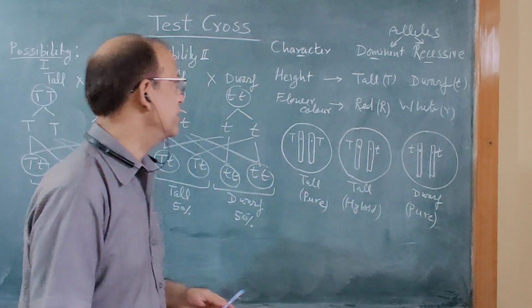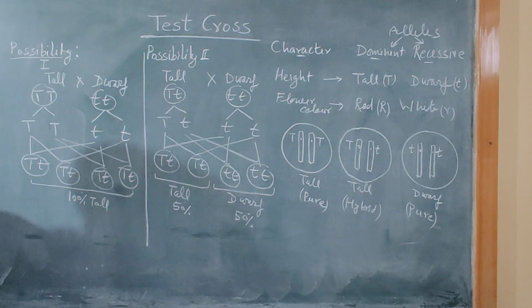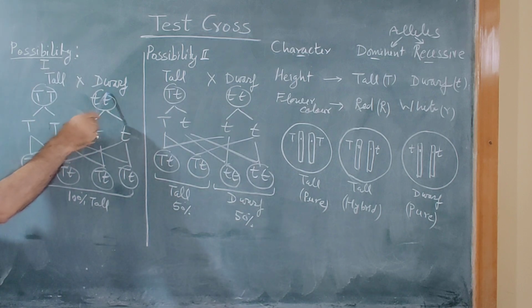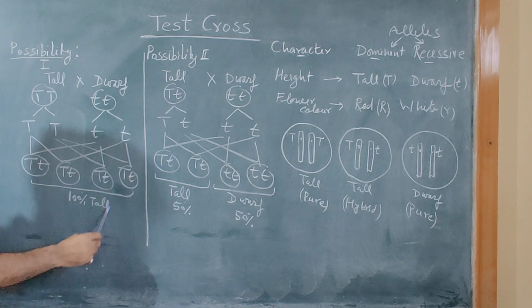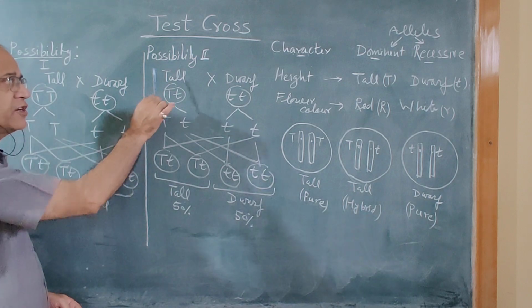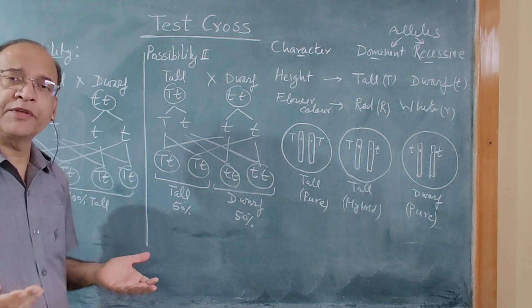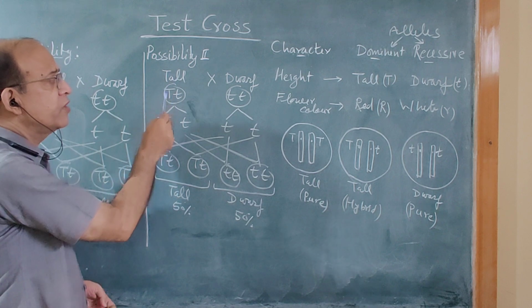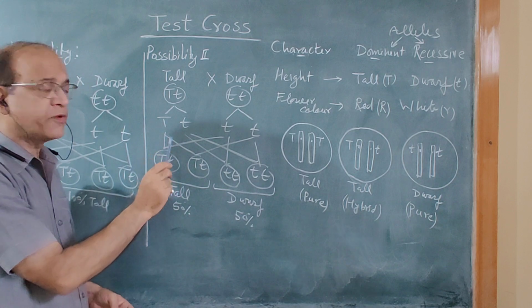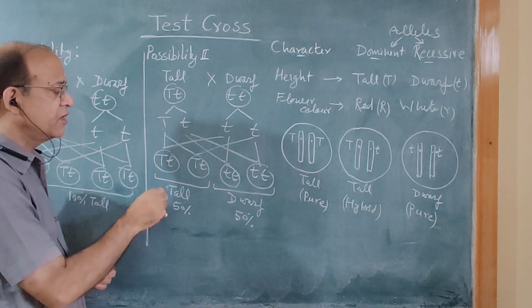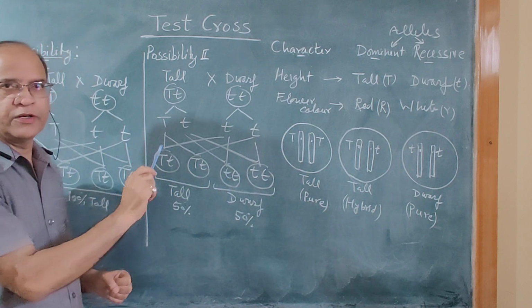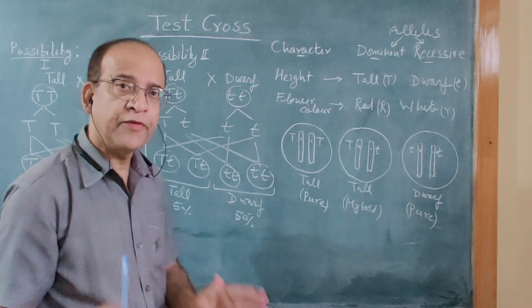So there are two possibilities. If that tall plant is capital T capital T, make its cross with dwarf, and in the next generation 100% tall plants are produced. But if that tall plant whose genotype is to be tested is a hybrid, capital T small t, make its cross with the recessive dwarf, then in the next generation there are 50% tall plants and 50% dwarf plants.